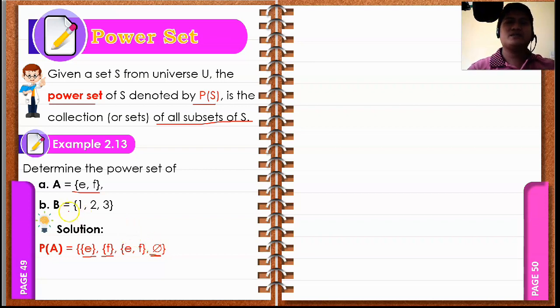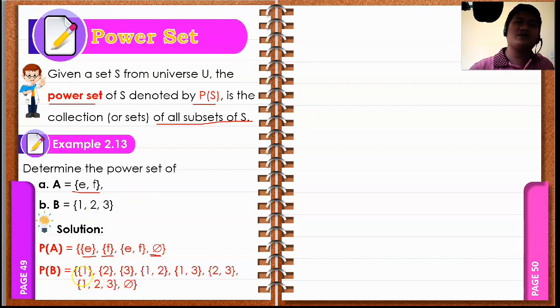So this is how to compute the power set. Another one, for set B, we have 1, 2, 3. First thing is we need to get all the singleton or unit sets of each. So we have {1}, {2}, {3}. Then after that, by twos, we have {1, 2}, {1, 3}, and {2, 3}. Also, the set itself is a subset. And finally, the empty set. As I've said, the empty set is always a subset of every set. So therefore, the power set of set B is composed of 8 elements. So that is all about power set.